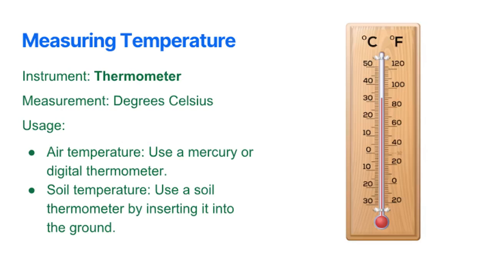Temperature is measured using a thermometer. For air temperature, a mercury or digital thermometer is used. Soil temperature requires a soil thermometer, which is inserted into the ground for accurate readings.